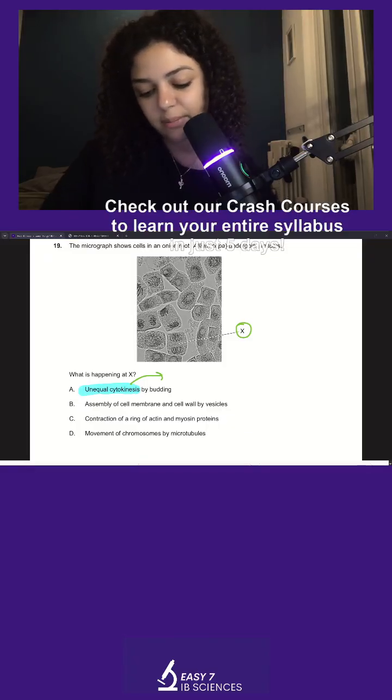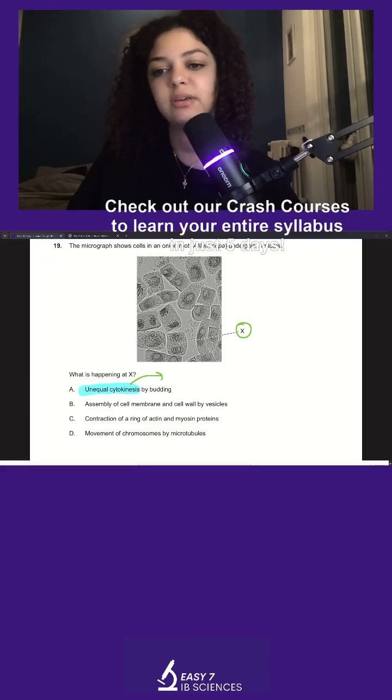Okay, perfect. Assembly of cell membrane and cell wall by vesicles. Contraction of the ring of actin and myosin and proteins. Movement of chromosomes by microtubules. What are we thinking for this one?